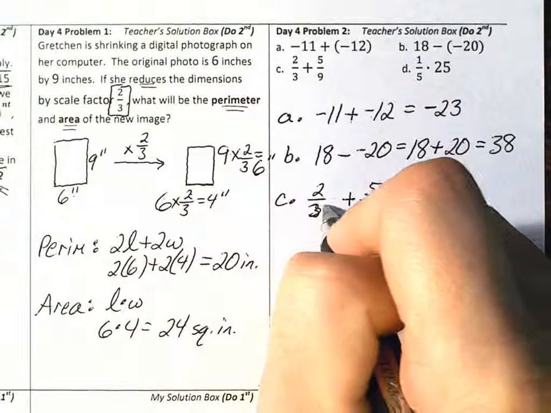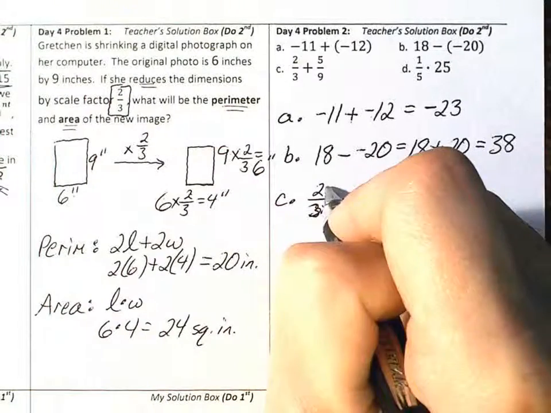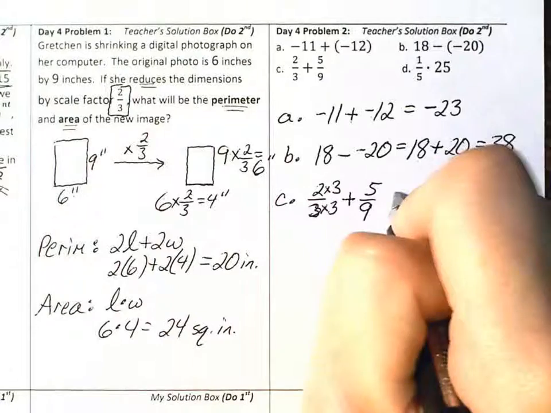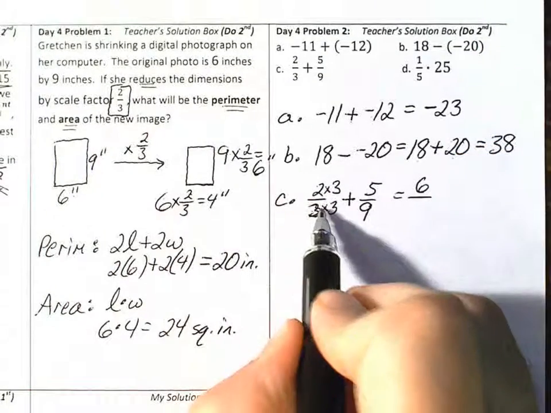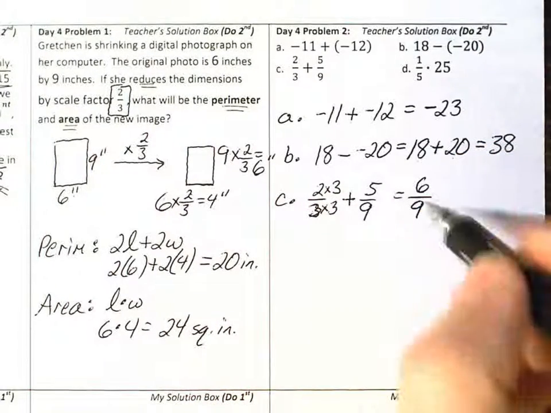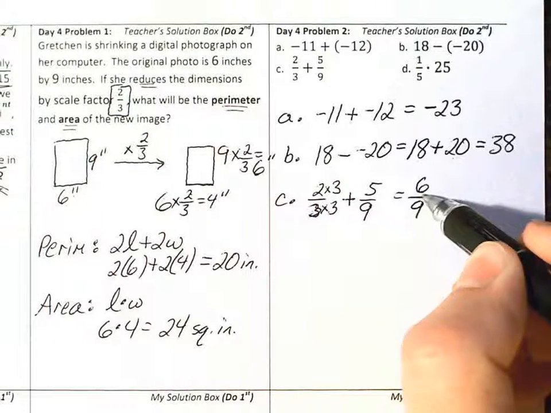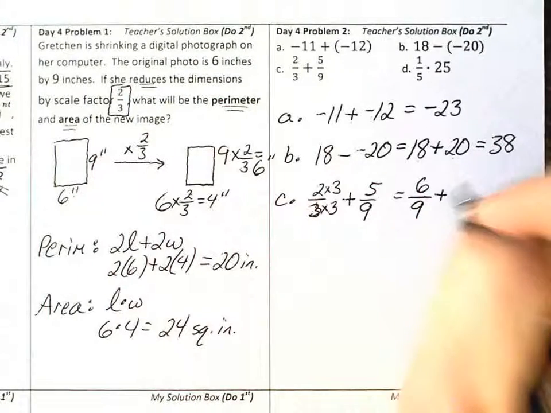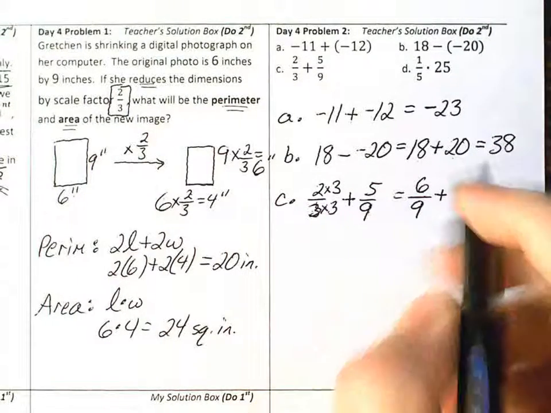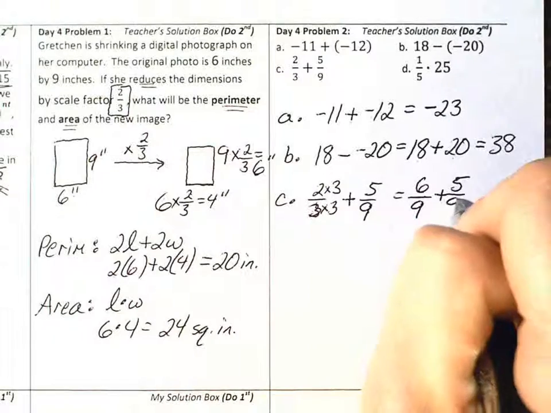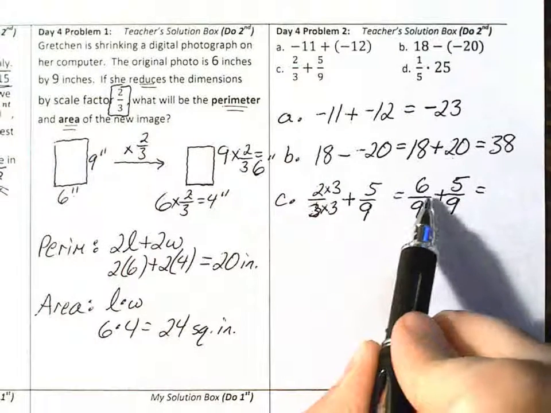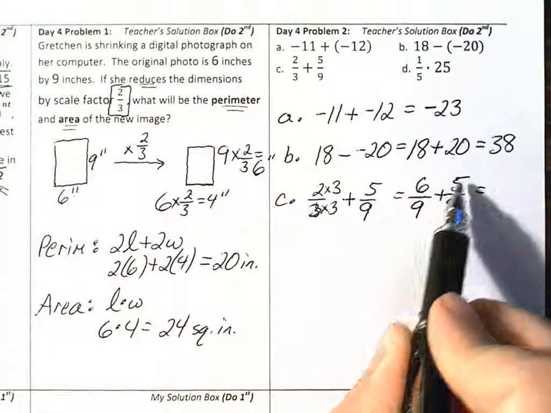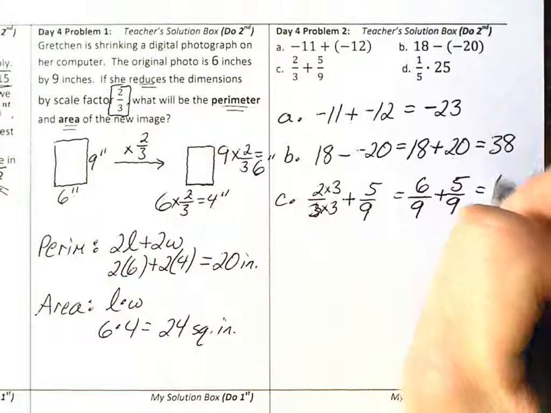I'm going to multiply this denominator by 3 and the numerator by 3. 2 times 3 is 6, and 3 times 3 is 9. And so 6/9 is equivalent to 2/3. The other fraction already was in ninths. It was 5/9. And so we can now add these together because they have common denominator. 6/9 plus 5/9 is 11/9.